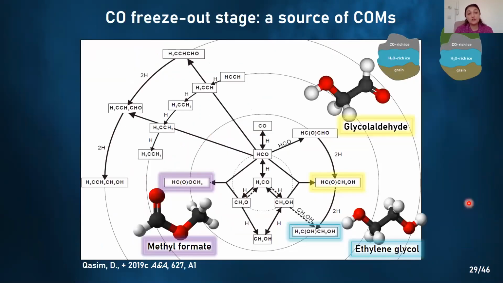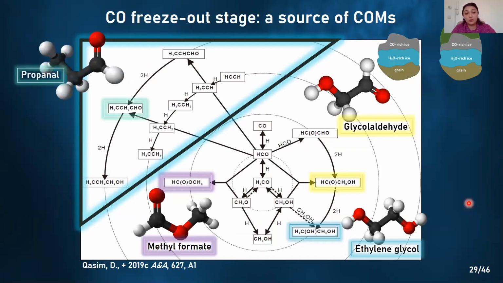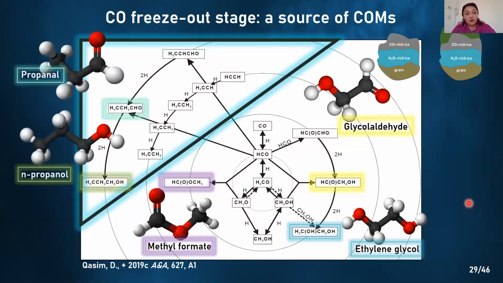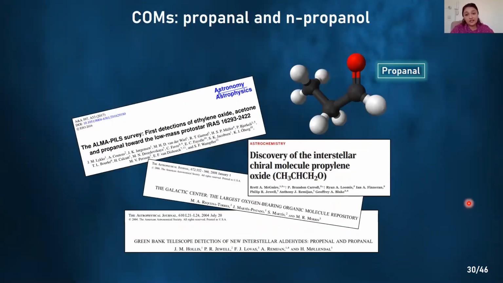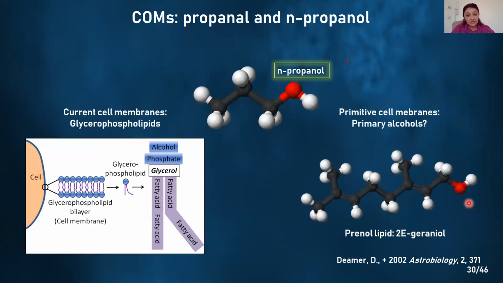Now, if you add a hydrocarbon radical to the CO plus H reaction network, you can form 2 additional compounds. So you can form propanal and n-propanol. These are the 2 molecules that I studied. Propanal is of interest as it has already been detected in space, but its formation pathway is still unclear. And n-propanol is elusive in that it has not been detected. However, it is an astrobiologically relevant molecule in that it is a primary alcohol.